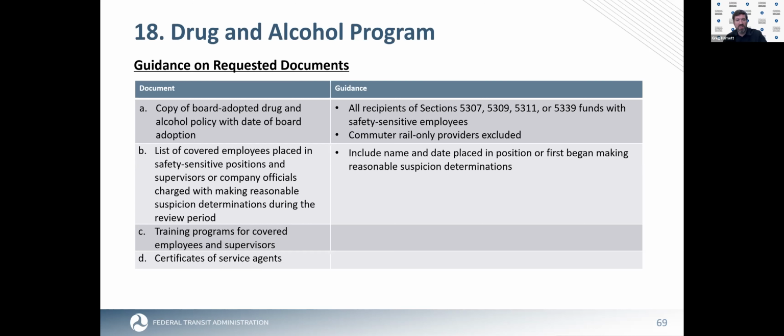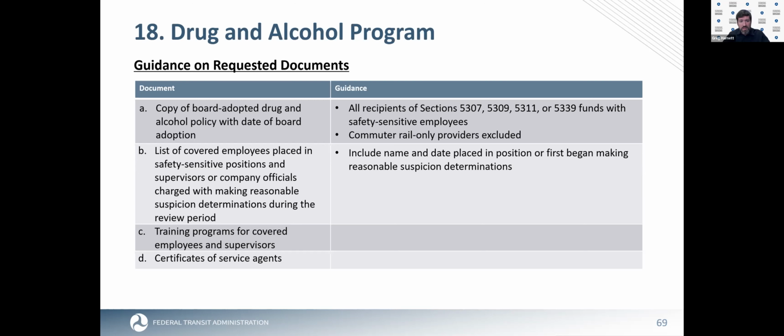The RIR is asking for your training material, training programs for covered employees and supervisors. As you may know, every safety-sensitive employee is required to get some training on an annual basis about the dangers of prohibited drug use in the workplace, but separate and in addition to that, any supervisors that are tasked with making that reasonable suspicion determination need to also have training regarding how to do that. So you would want to present evidence with your RIR submission that you're actually doing this.